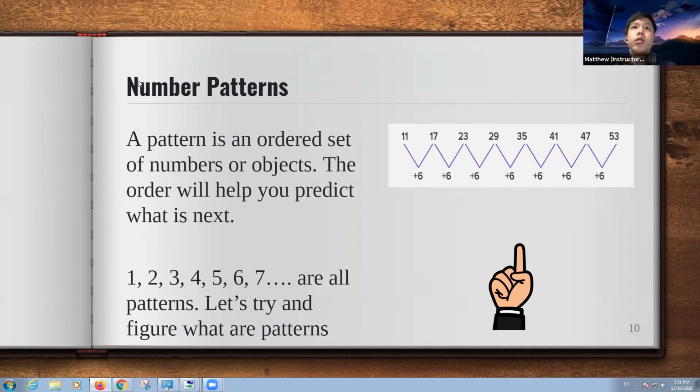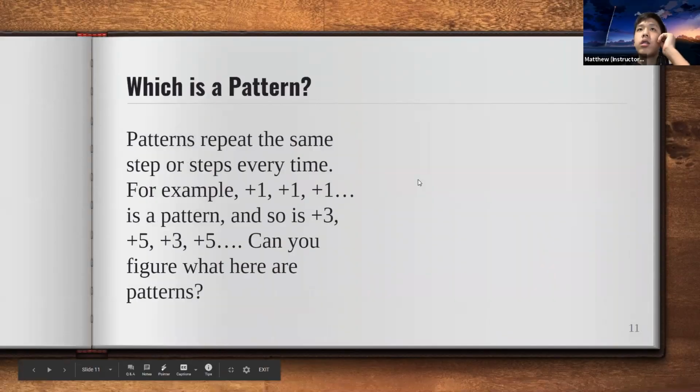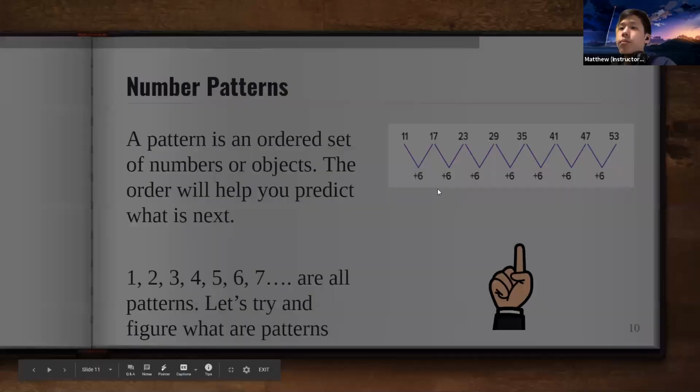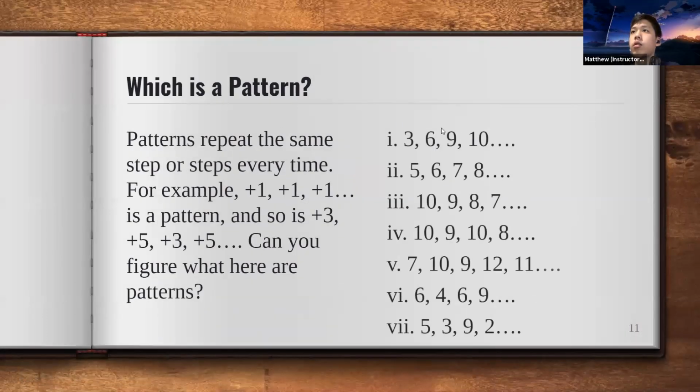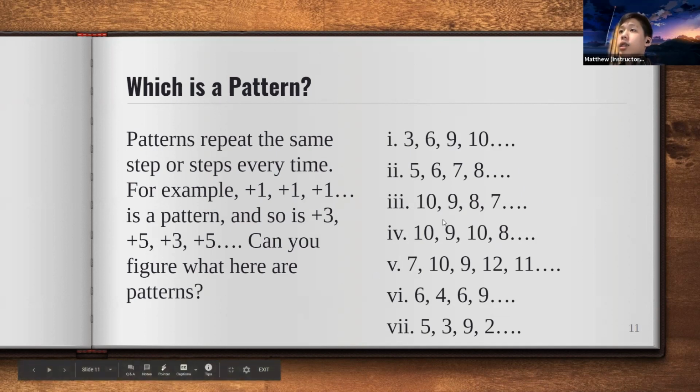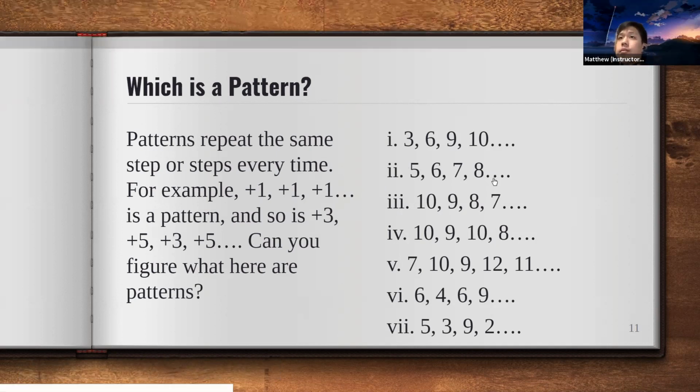So, a number pattern is a pattern of ordered sets of numbers or objects. You all know that. For example, 3, 6, 9, 10 isn't a pattern because it's plus 3, plus 3, plus 1. That wouldn't be a pattern. Or 10, plus 9, plus 10, plus 8. That is not a pattern. Actually, no, it's not a pattern because that's plus 1, minus 1, plus 1, minus 2. So that would not be a pattern.